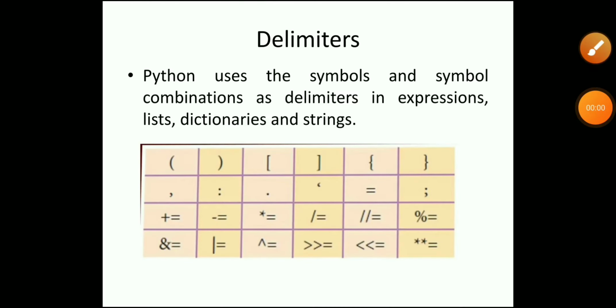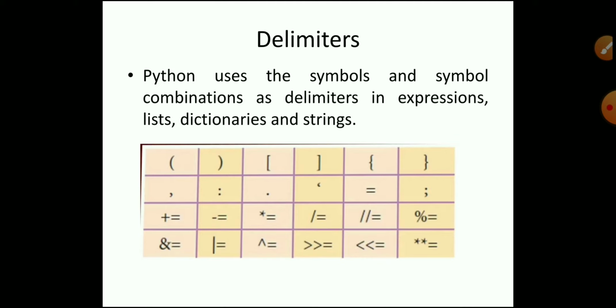Next topic is delimiters. Delimiters means nothing but punctuators. In C++ programming last year we studied punctuators in the concept of tokens itself. In the tokens concept we discussed punctuators. Those punctuators are called delimiters here. They are called symbols. Those symbols are used in Python programming.